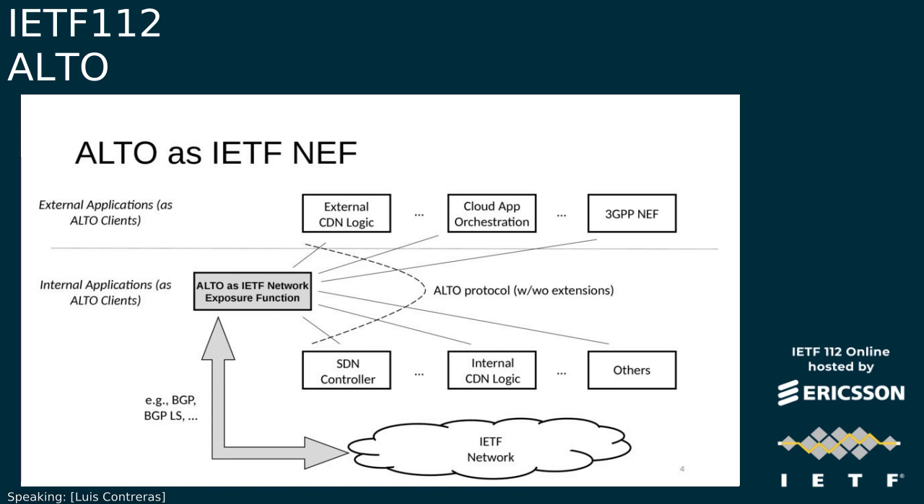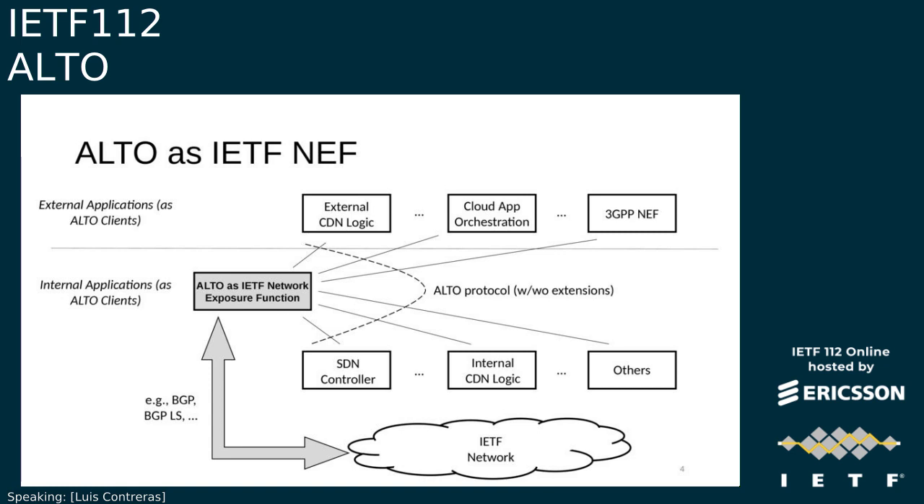Thank you. So here is just a view of what could be, graphically or for illustration purposes, the interaction between ALTO as a network exposure function and potential clients of these capabilities. We could have external applications. Here we can account for external CDN logic. So we could consider external CDNs, like the case that Danny presented before, or internal CDNs, like the proof of concept that Telefonica is integrating with the internal CDN. But we could also consider cloud application orchestration, or the 3GPP network exposure function, or whatever other customer external overlay network that could leverage IETF network capabilities.